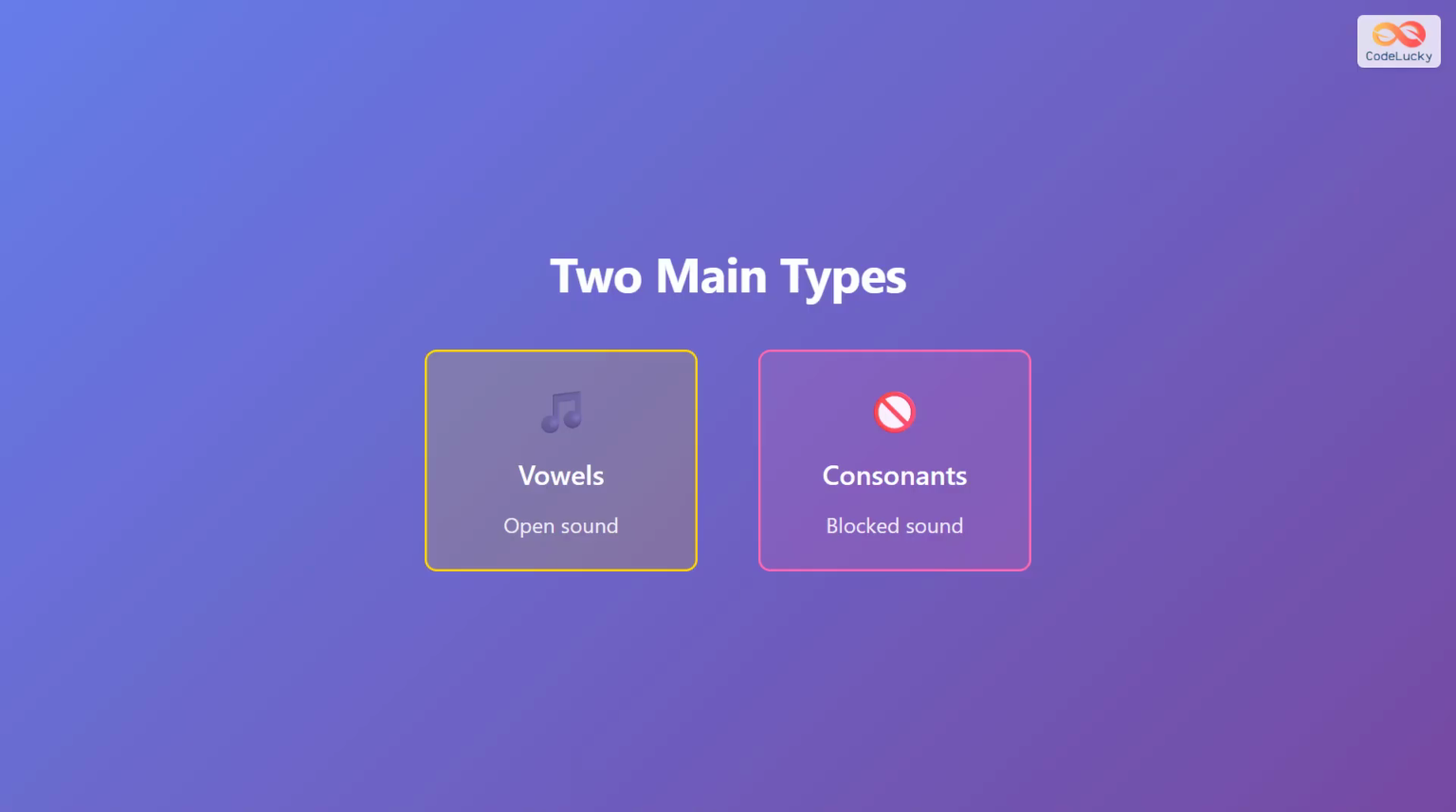The English language is built on two main types of sounds, vowels and consonants. Vowels are open sounds where air flows freely through your mouth. Consonants are blocked sounds where the airflow is restricted or interrupted. Every word in English is made up of a combination of these two types of sounds.